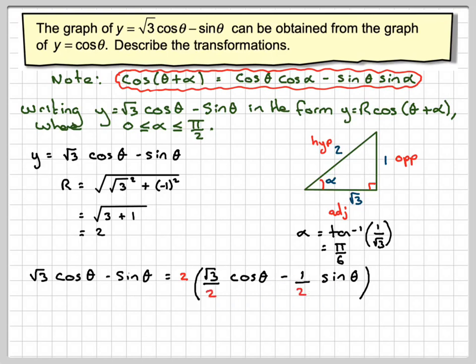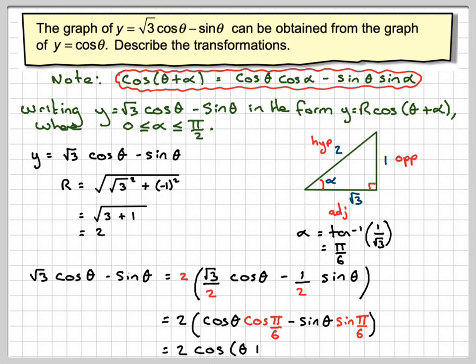Right, so this refers to cos alpha, so this is going to be cos pi by 6. So it's going to be 2 cos pi by 6 cos theta minus sin theta sin pi by 6. We want the half to be sine, which is in the format 2 cos theta plus pi by 6. So root 3 cos theta minus sin theta can be written as 2 cos theta plus pi by 6.